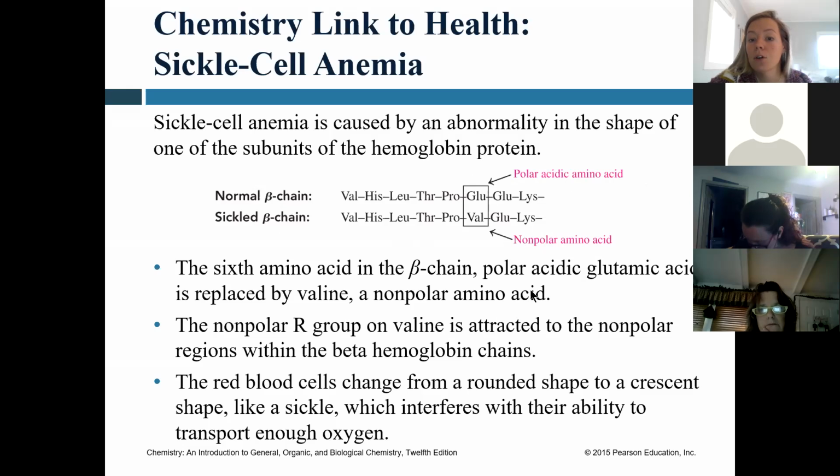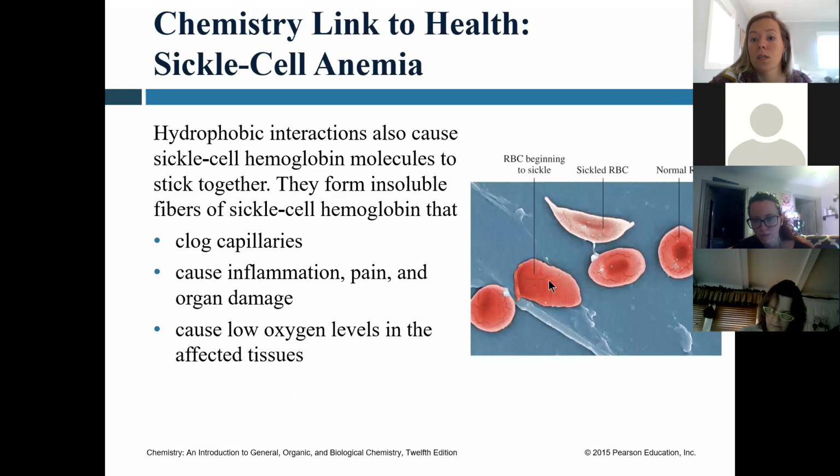The non-polar R group is attracted to other non-polar regions along this chain. So this will start to stick to other parts of the chain. Because it sticks to other parts of the chain, it causes these red blood cells to sort of curl or round on themselves, forming this crescent shape. So here is a normal blood cell. Here's a blood cell that's starting to have sickle cell. Here's a blood cell that has pretty dramatic sickle cell.